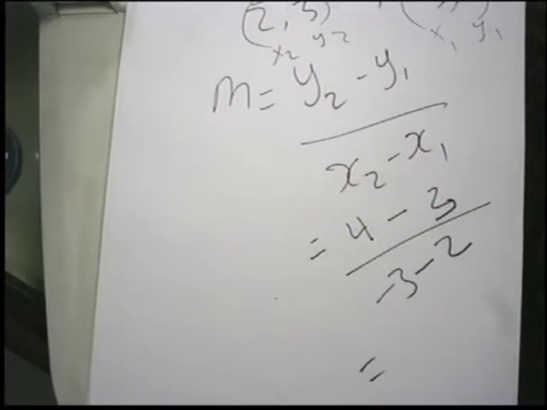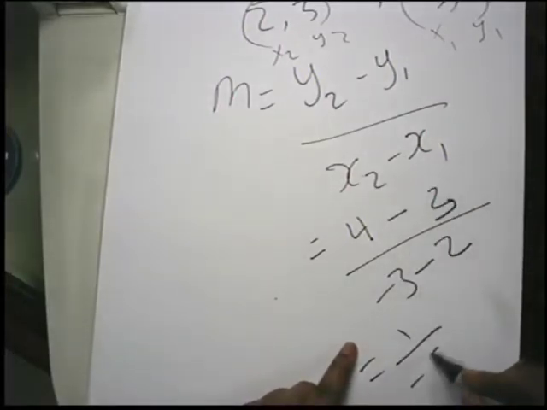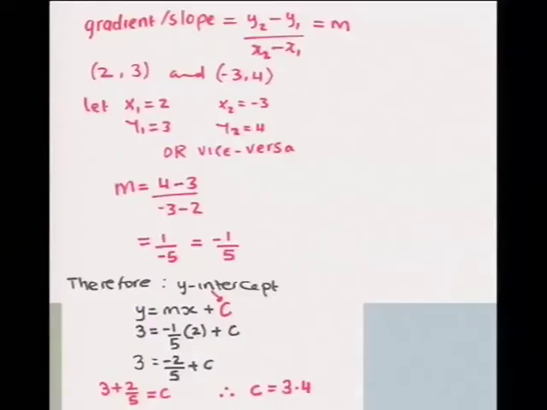Now if we solve this one, we are going to get 1 over negative 5. Okay, and that is our gradient, and this is what we also get, what is shown in the next slide. And then if you have found the gradient, then you can easily find the y-intercept.